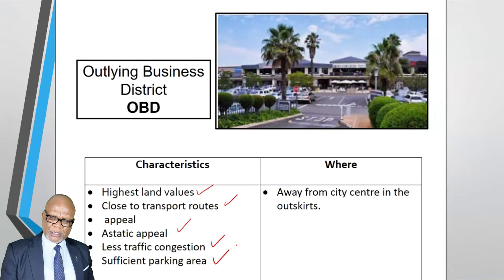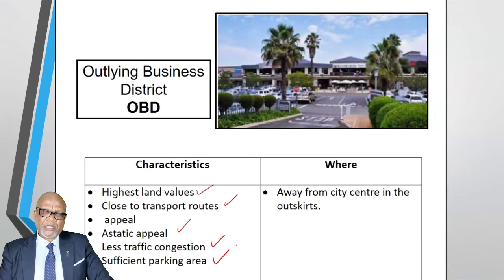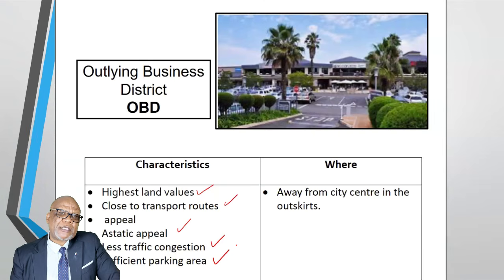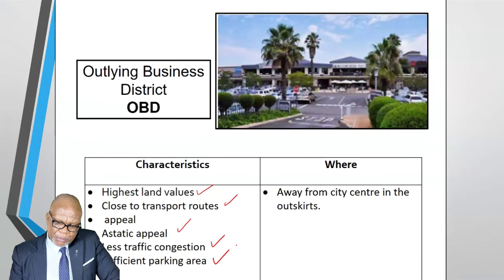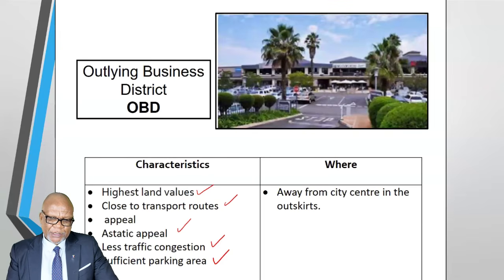Now, you can see here it is your outlying business district. So outlying business districts are simply referring to your shopping centers. Your shopping centers are simply your outlying business district because they are built away from the city center. And then where are they built? They are built away from the city center.